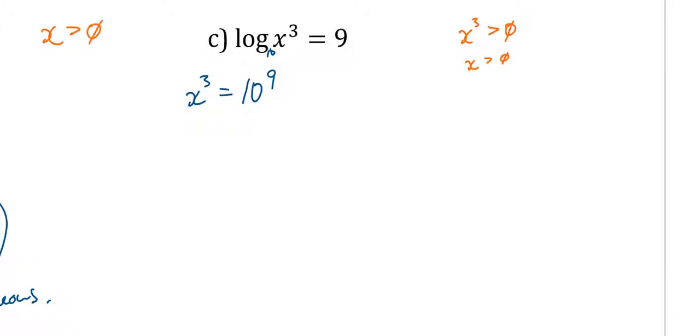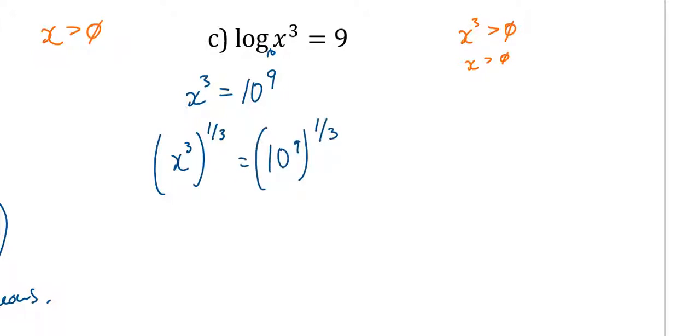So I'm going to write it like this. I take the cube root, but if you write it as an exponent, it's kind of a nice way to do it, because then I get 10 to the 9. You have to do it on both sides, obviously. 3 times a third is 1, so you get x. 9 times a third is 3, so you get 10 cubed, which is 1,000.